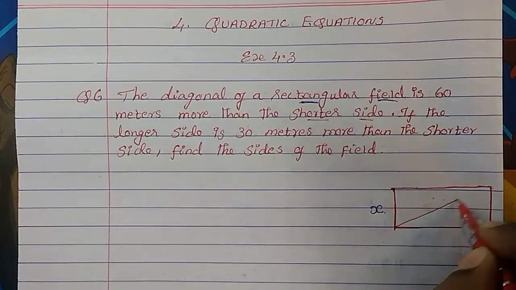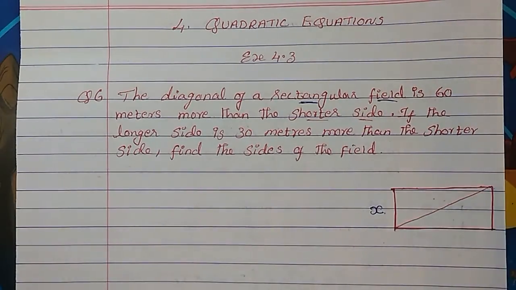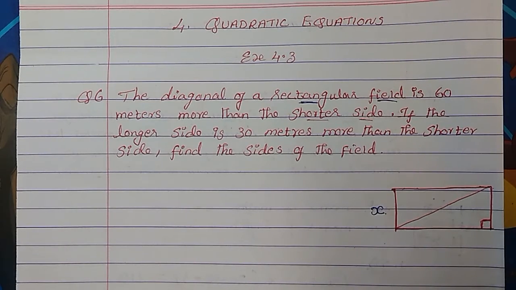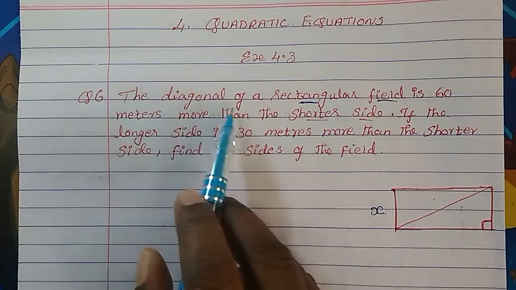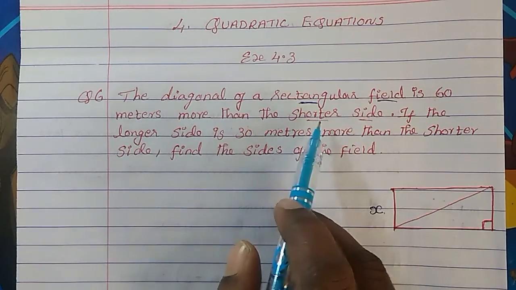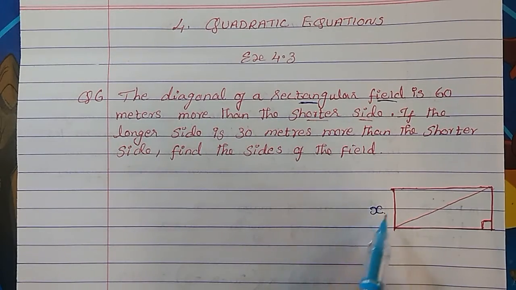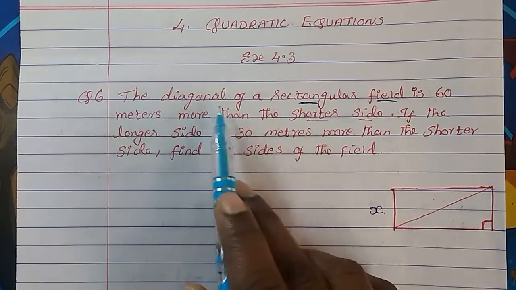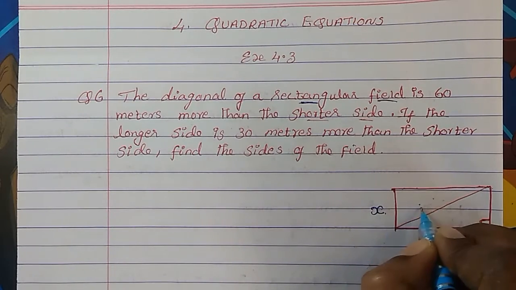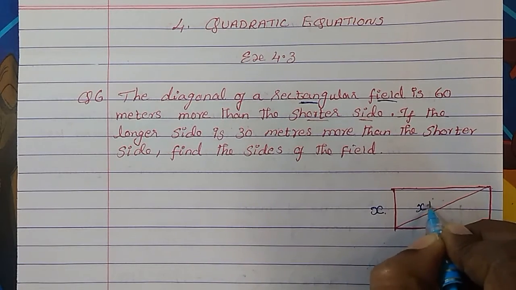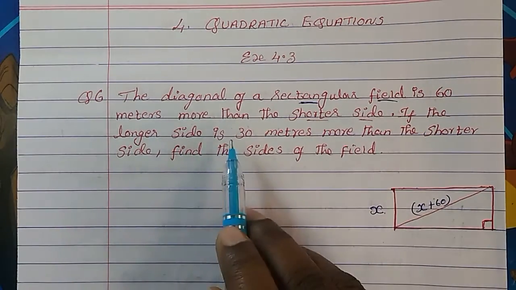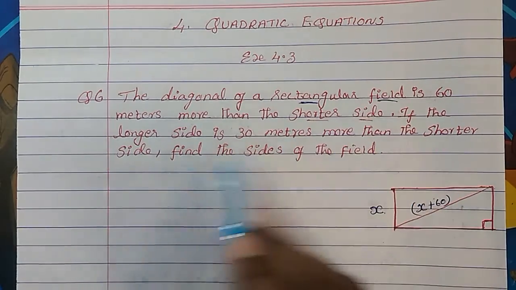So let's draw the diagonal also. This is called the diagonal, and we know in a rectangle all the angles are 90 degrees. The diagonal of the rectangular field is 60 meters more than the shorter side. We don't know the shorter side, so we keep it as x. So 60 meters more than the shorter side means whatever the shorter side is, 60 more than that. So that is the diagonal.